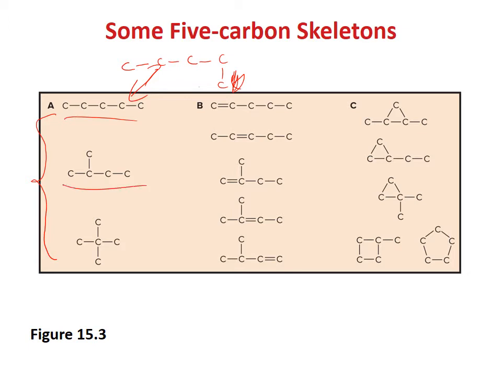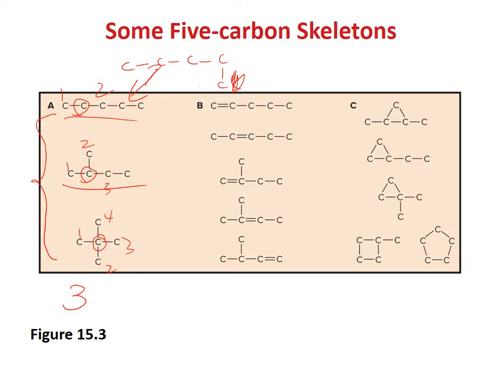But this second one is different because this carbon connects to 3 carbons, 1, 2, 3, while in the first molecule, this carbon only connects to 2 carbons. And then the third one, this carbon connects to 1, 2, 3, 4. And therefore, this is a different molecule. So we have 3 different arrangements of the carbon atoms when you have 5 carbons with single bonds.